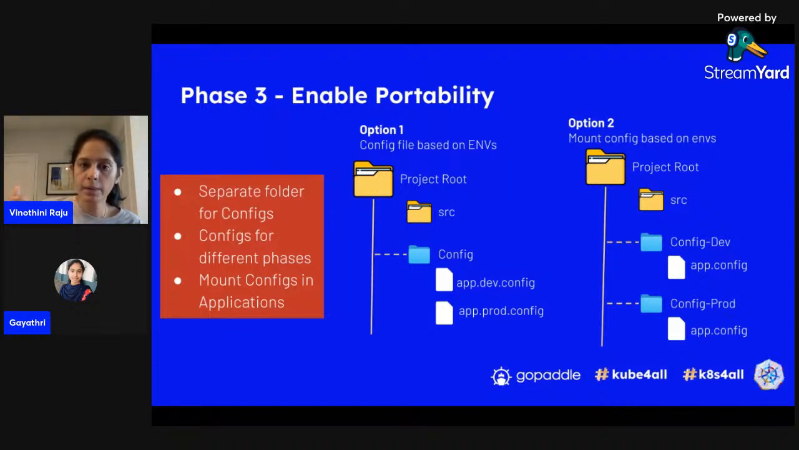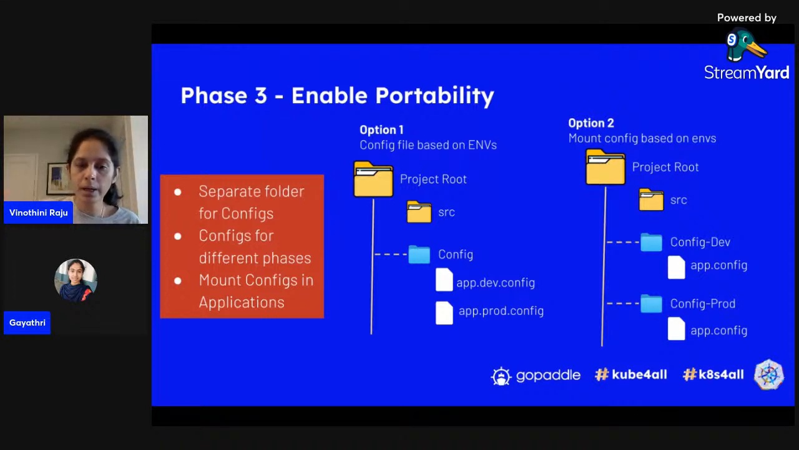So this is very important if you have to enable portability. So you have to keep those configs separately. Now, there are two options on how you can add these config files to your application. Option one is you can have multiple config files within a single folder. Say here, option one, I have one config folder with app.dev.config, another is app.prod.config, where I'll be using .dev for development environment and .prod for production environment, right?